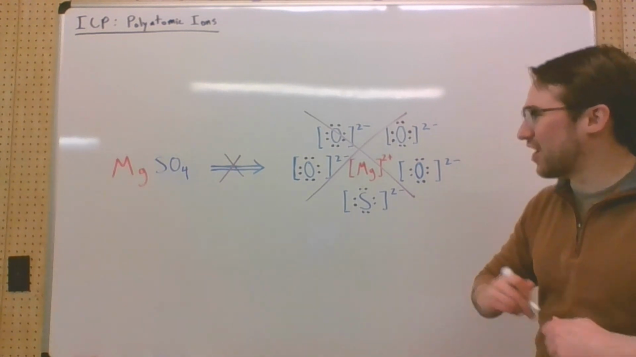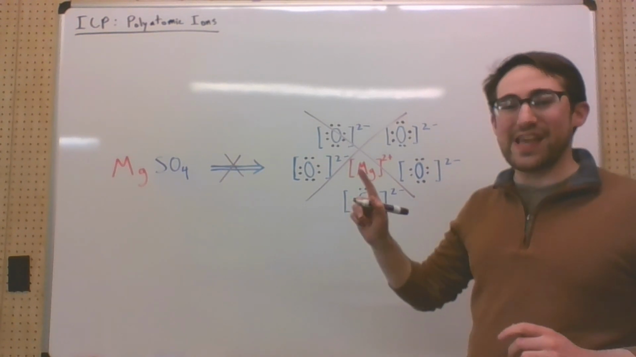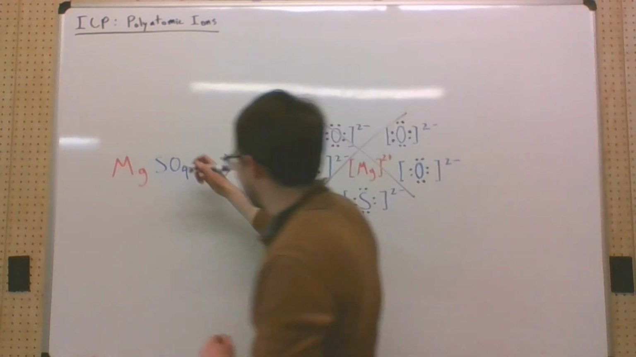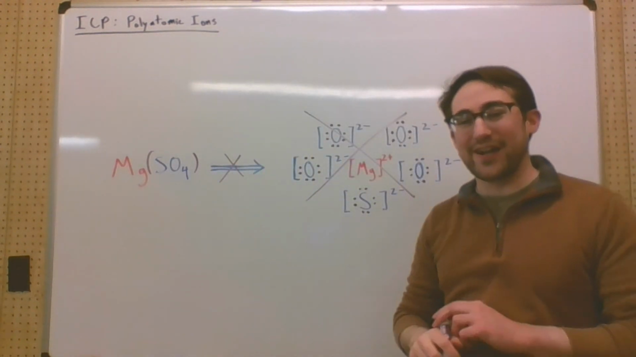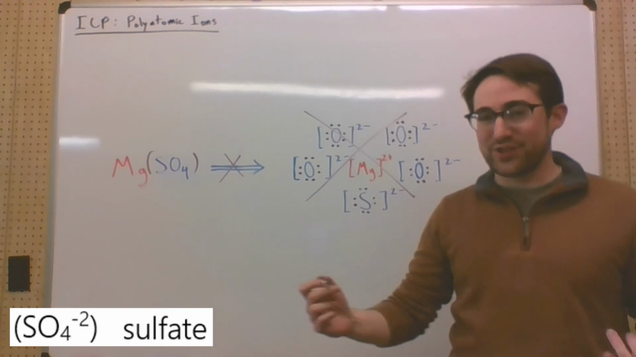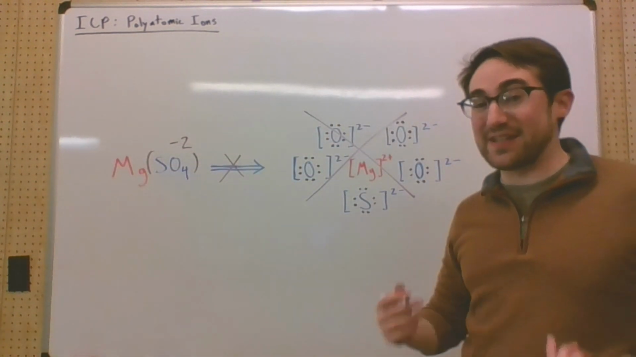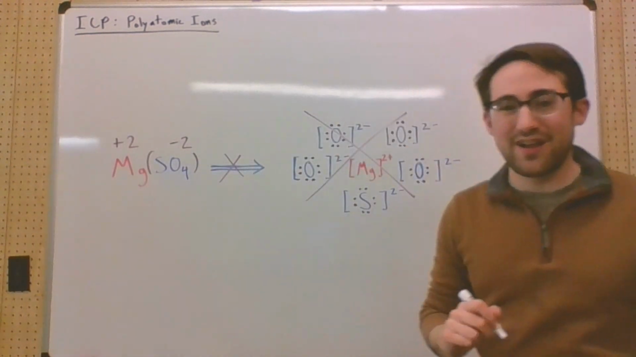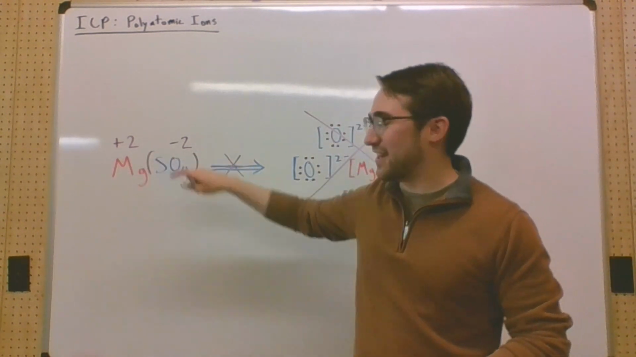So if I do a little bit more digging, I can find out that this MgSO4 actually has a polyatomic ion in it. And it's this whole SO4 thing. SO4 is a polyatomic ion called sulfate. Okay? Altogether, this SO4 has a -2 charge. We said before that magnesium has a +2 charge. Okay, well that looks a little better. Maybe this is going to work out. A +2 charge and a -2 charge should cancel out.